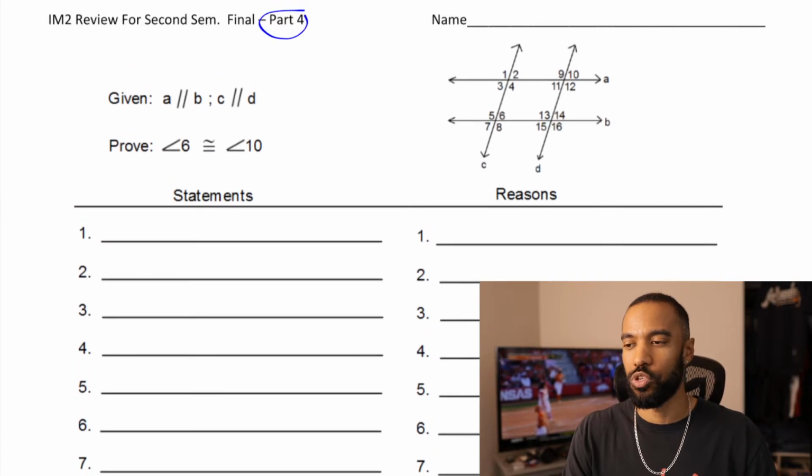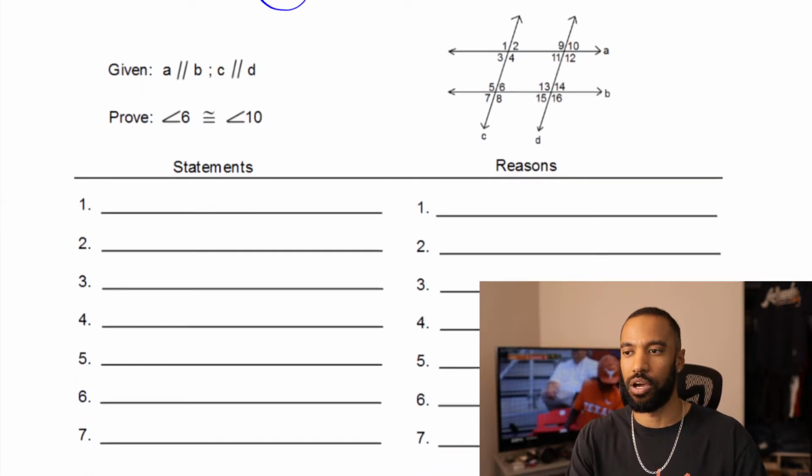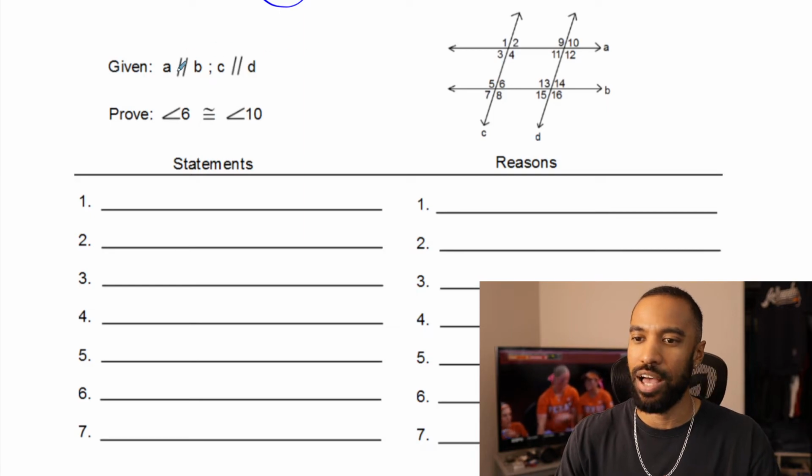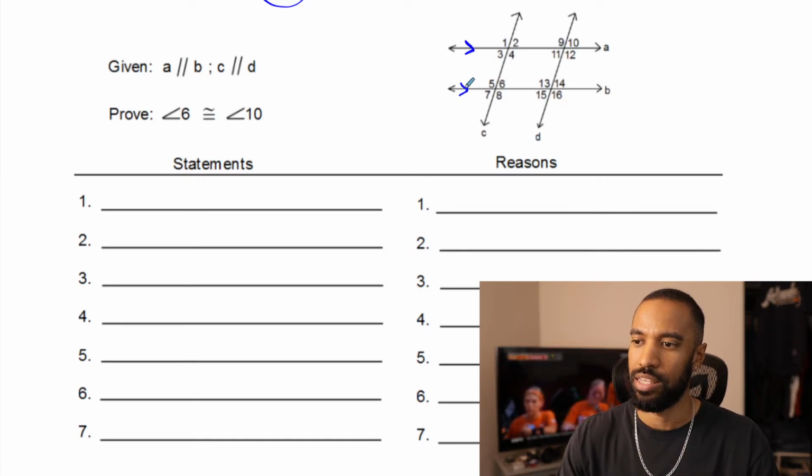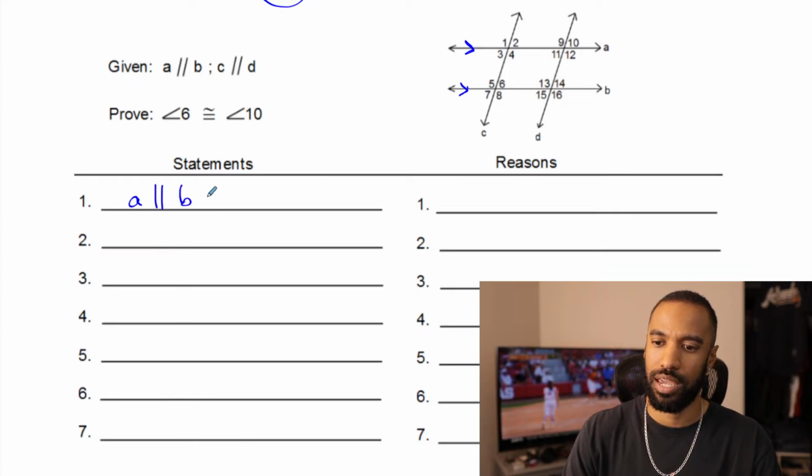Proofs. These are ones with parallel lines cut by transversals. Here we go. Let's do our proofs. Given: line A is parallel to line B. Let's mark that up with some arrows like that. These two are parallel here. Okay, that's given.